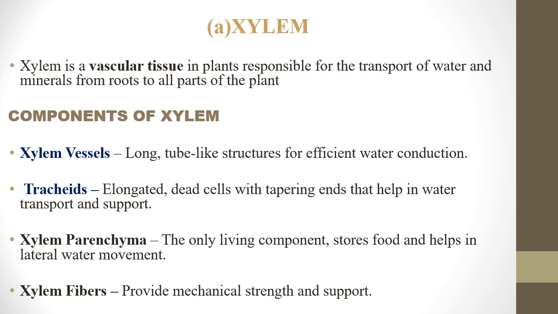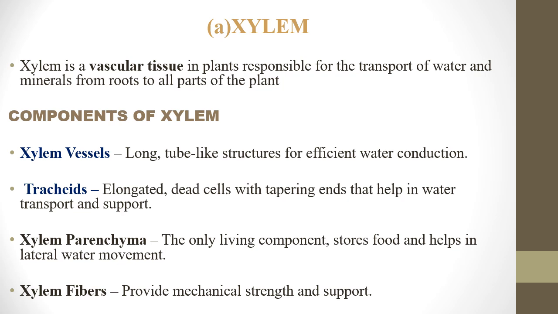First, tracheids. Tracheids are the water conducting cells. These are long, narrow, tube-like dead cells with tapered ends. The cells have thick cell walls with lignin, making them strong and rigid. The tracheids conduct water slowly due to their narrow structure, and they are found in all vascular plants including gymnosperms.